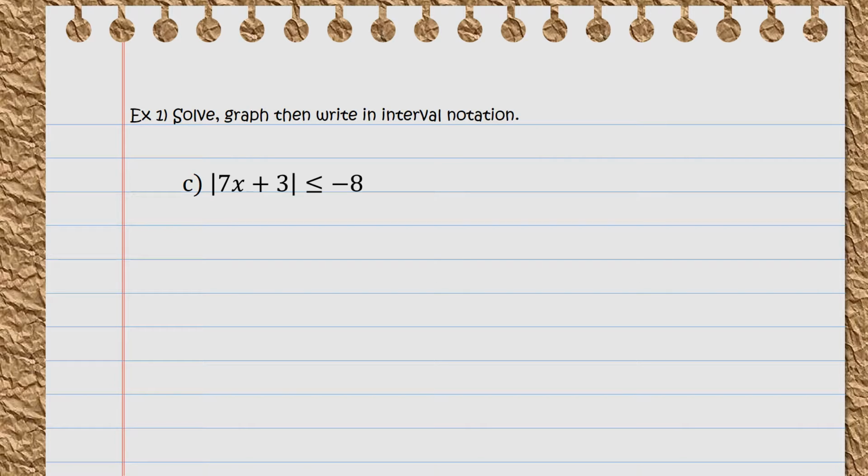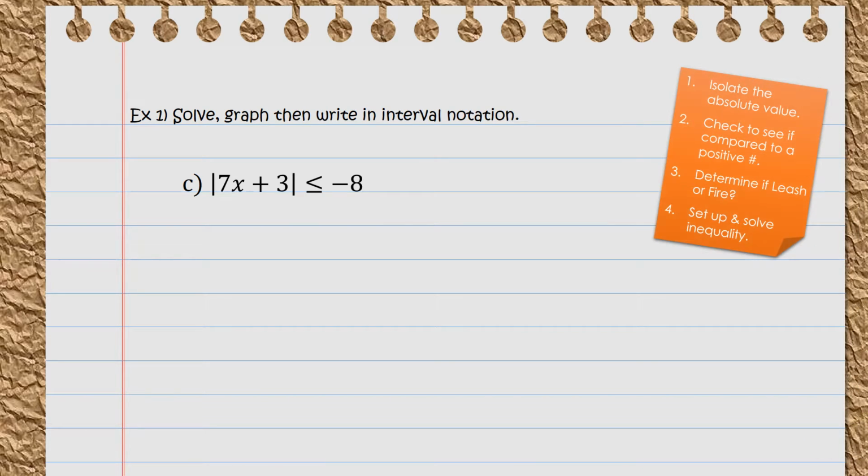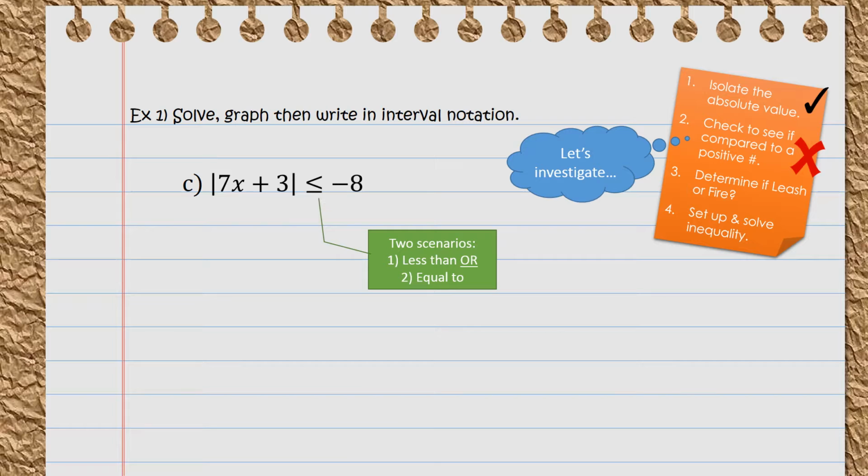Example C, absolute value of 7x plus 3 less than or equal to negative 8. So check to isolate the absolute value. Looks good. Check to compare to a positive value, and we look, is that positive? No, it's not. So we need to investigate. There's two scenarios. That symbol involves a less than or an equal to. So we need to kind of talk and discuss.